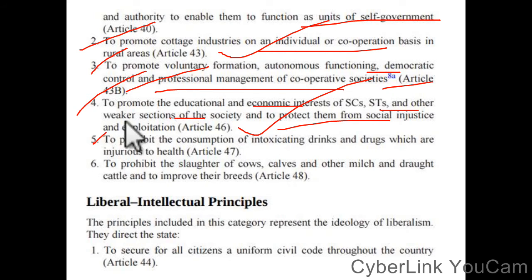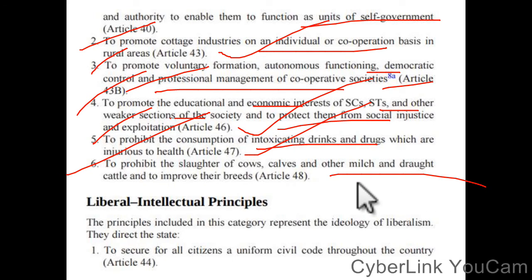Article 47, to prohibit the consumption of intoxicating drinks and drugs which are injurious to health. Article 48, to prohibit the slaughter of cows, calves, and other milk and draught cattle and to improve their breeds.